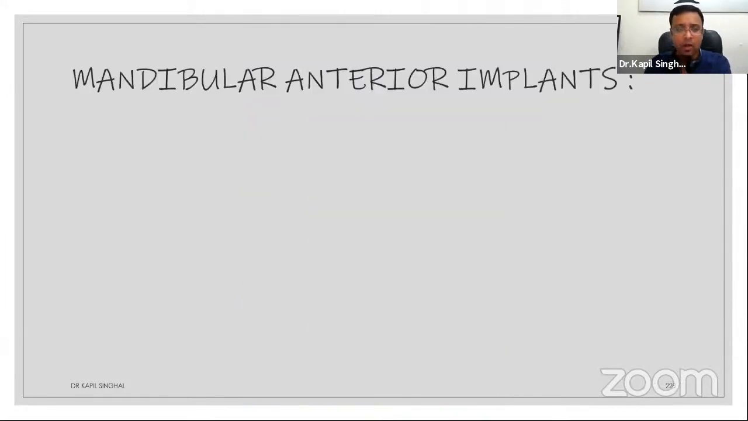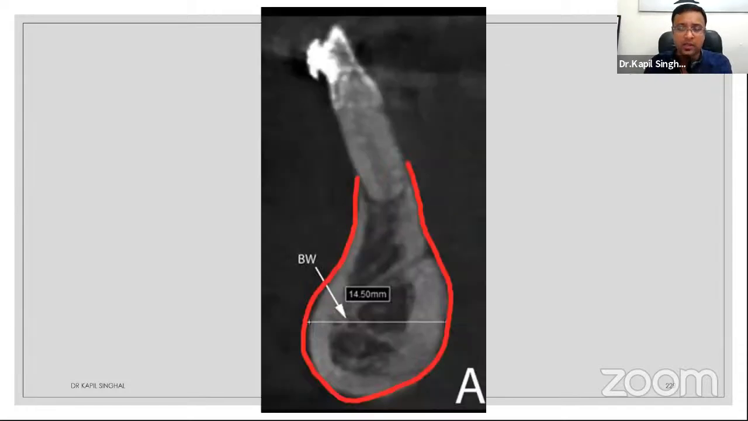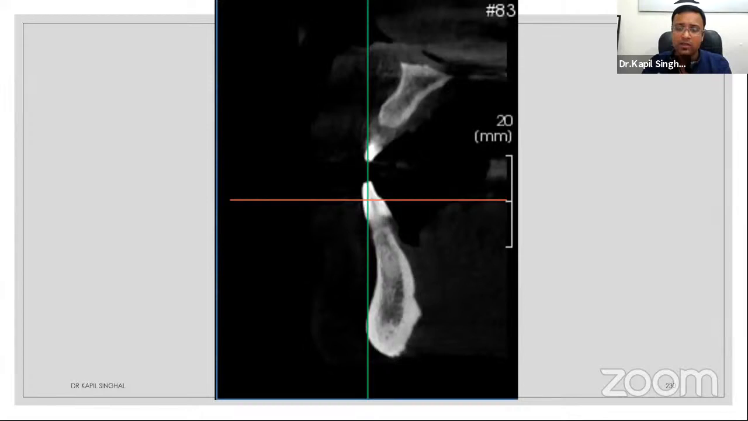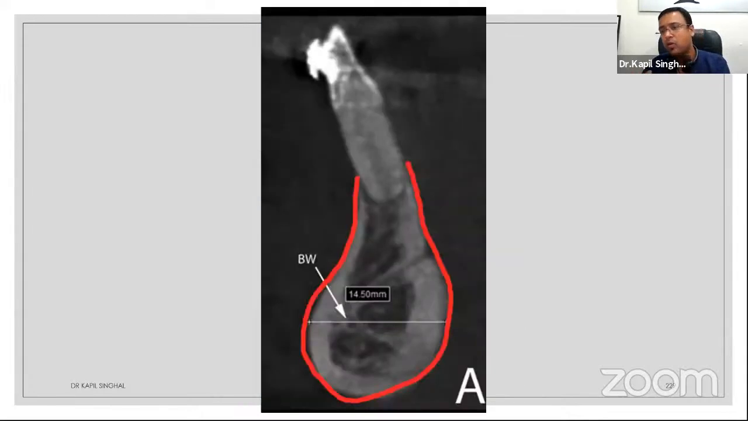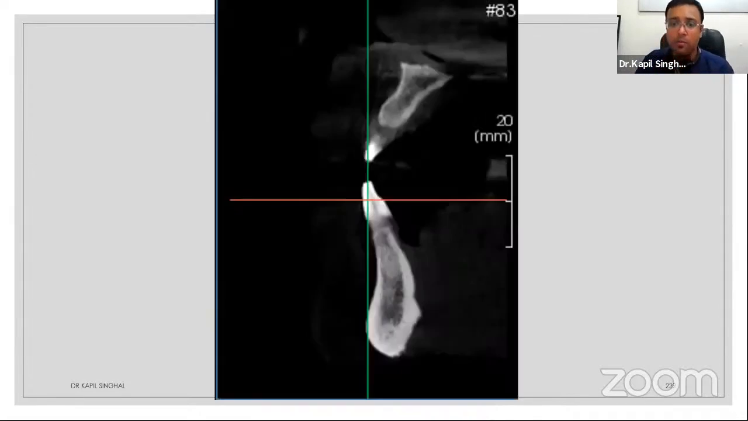Now, mandibular anterior implants. See, the shape of the mandibular anterior in cross section is something like this. On the lingual side of the mandibular anterior, we know there are a lot of arteries, the ascending branch of the sublingual arteries. If you perforate the lingual plate, there could be a hematoma that could be life threatening. So it is very important that you place the implant within the confines of the bone.